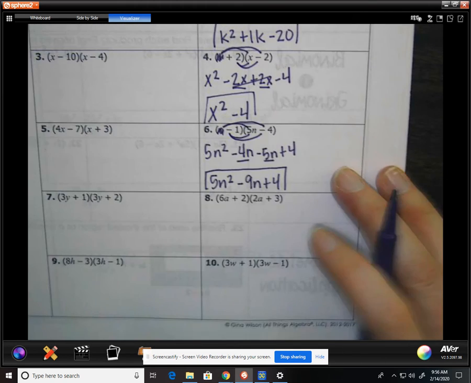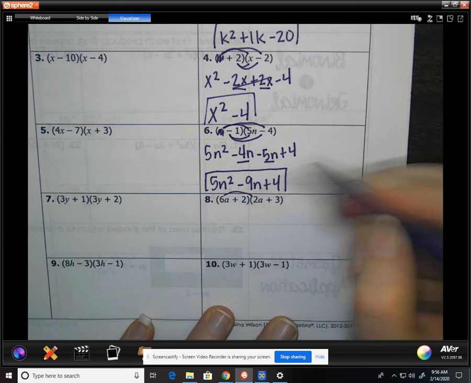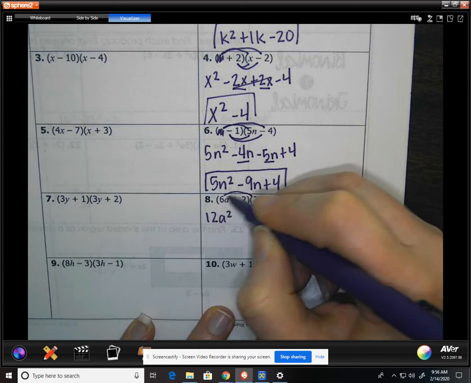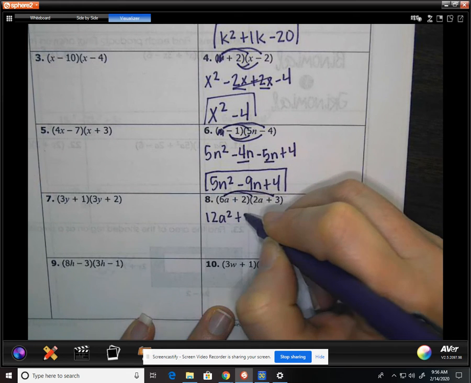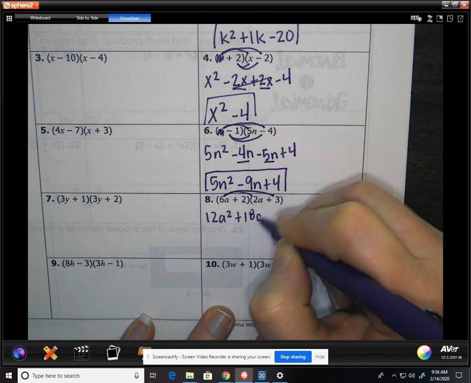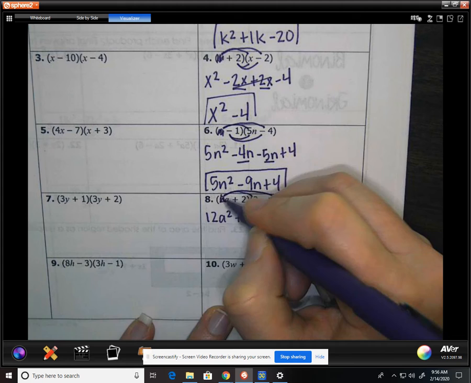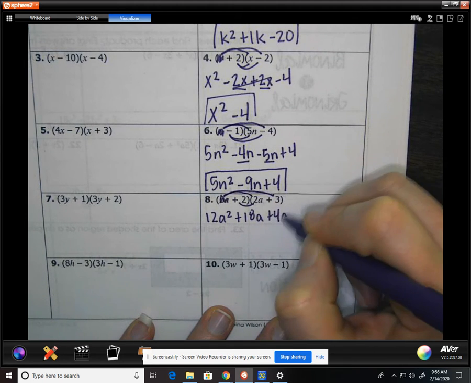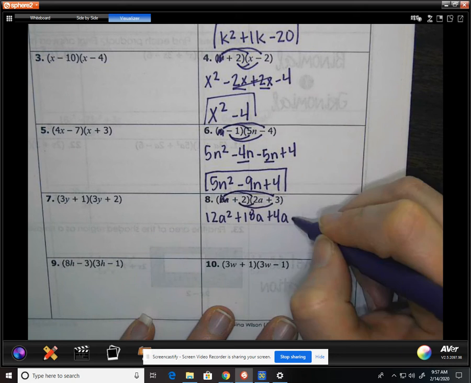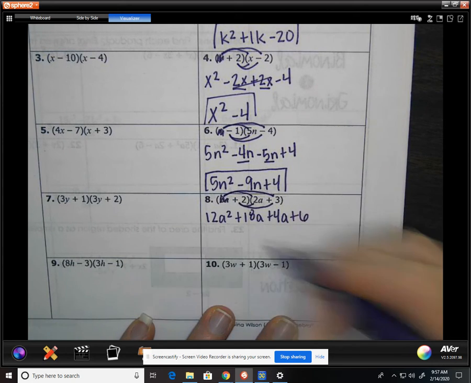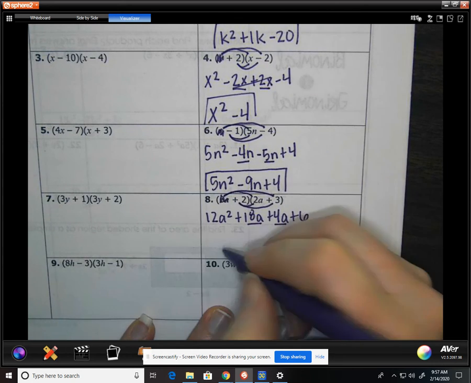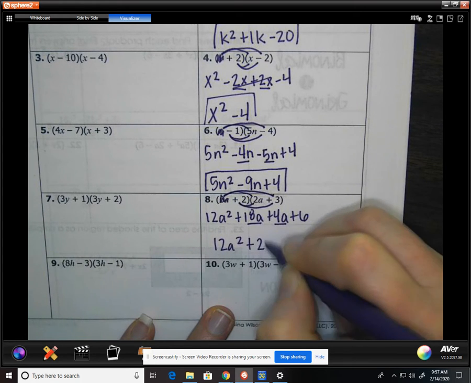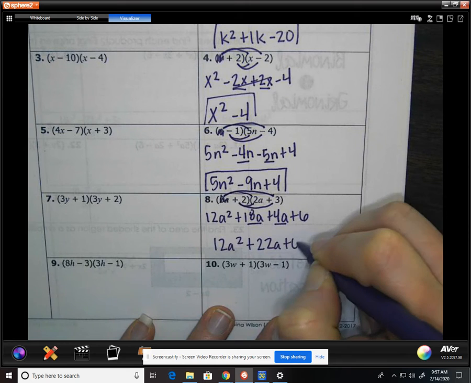For number 8, I'm going to do 6 times 2, which gives me 12, and then a and a make a squared. 6 times 3 gives me 18, and then I just have to keep that a. I'm done with the 6a, so 2 times 2 gives me 4, and I keep the a, and then 2 times 3 gives me 6. I'm going to add my a's, so I keep the 12a squared. 18a plus 4a becomes 22a, and I keep the plus 6.